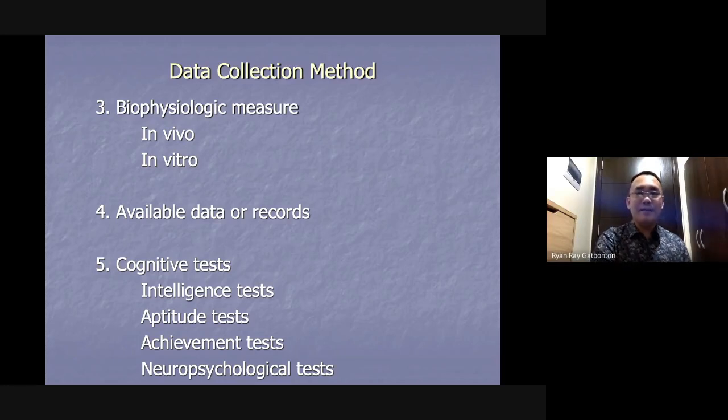Other types of data collection methods can be in the form of cognitive tests, like your intelligence test, aptitude, achievement test, personality test, neuropsychological tests. Okay?